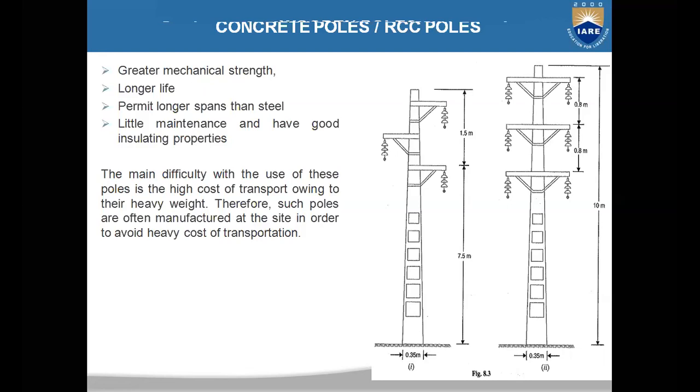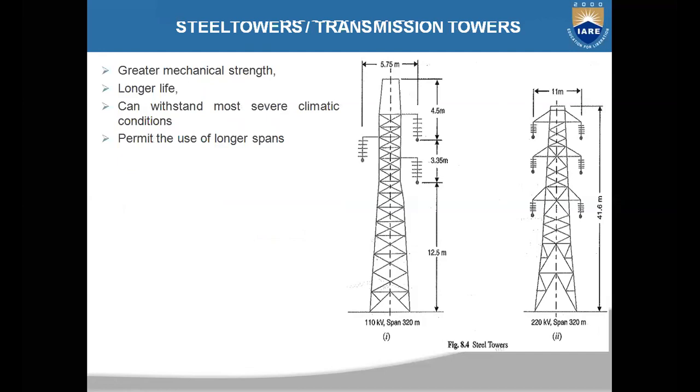So these are the different types. And the final one is the steel towers, which we also call transmission towers. So these steel towers or transmission towers will be used for higher voltages. Okay, very high voltages, and they will have much greater mechanical strength, and also a much longer life, and they will withstand severe climatic conditions, and permit the use of longer spans. Okay, so if the span length is very high, these can be used.